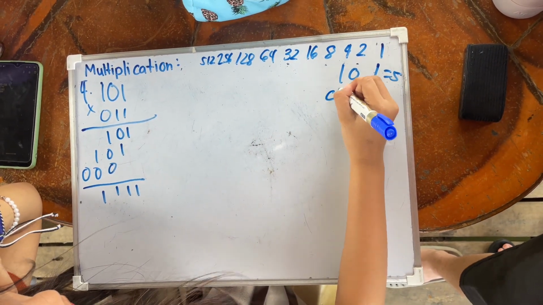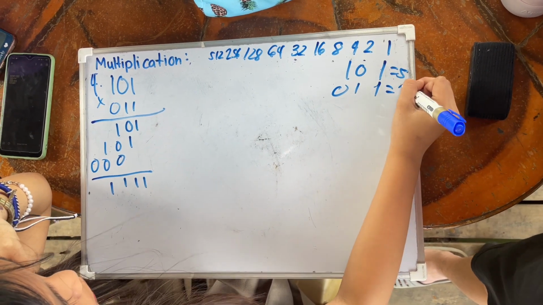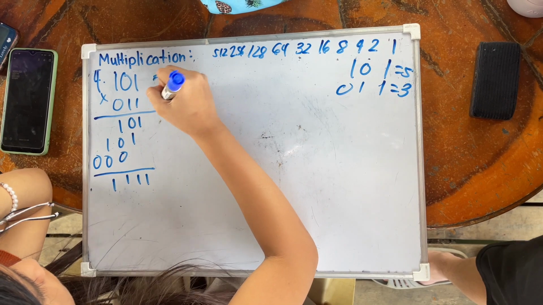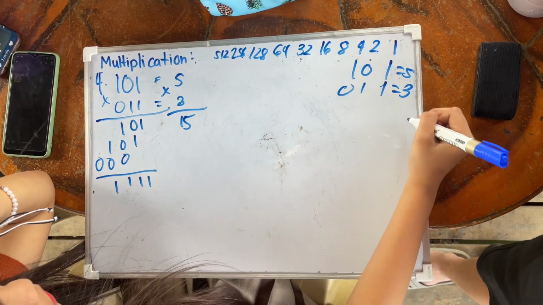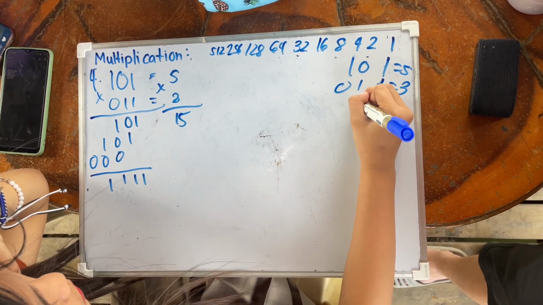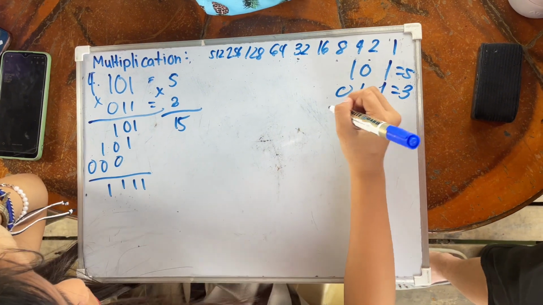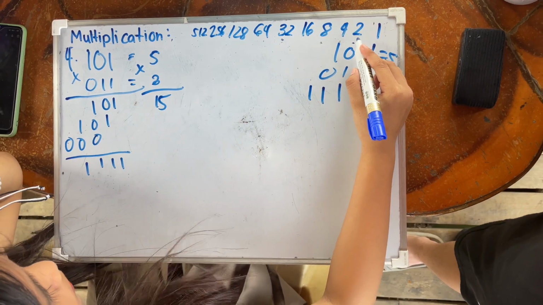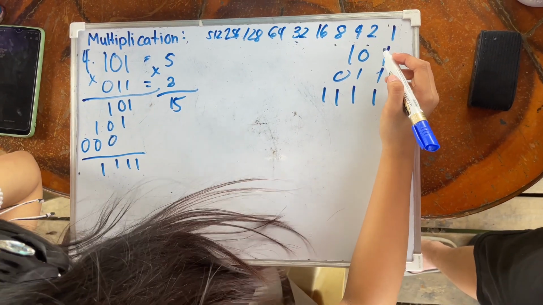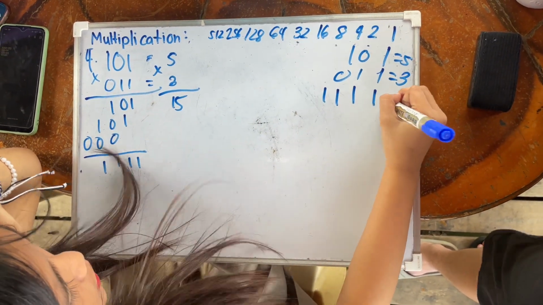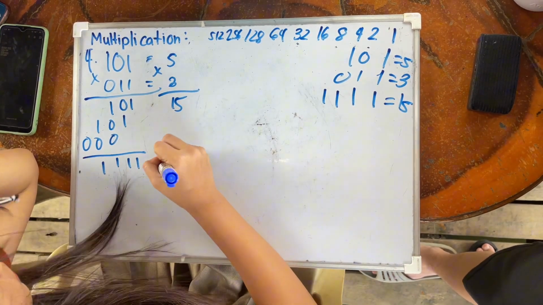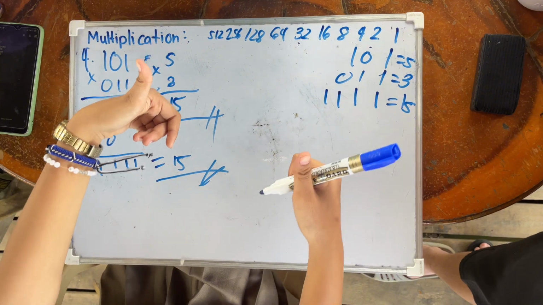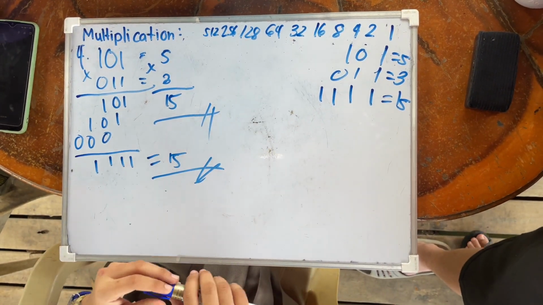For the multiplicand, 101 is equal to 5, 4 plus 1. The multiplier 011 is equal to 3, and if you multiply 5 and 3, you'll get 15. For the product, 4 ones corresponds to 8 plus 4 plus 2 plus 1. As we all know, 8 plus 4 is 12, plus 2 is 14, plus 1 is 15. So this is true for both binary and decimal.